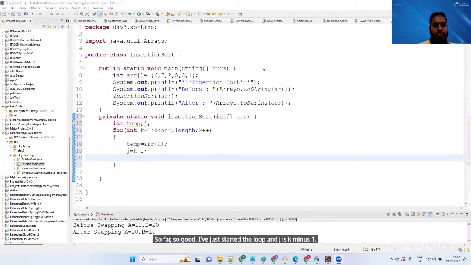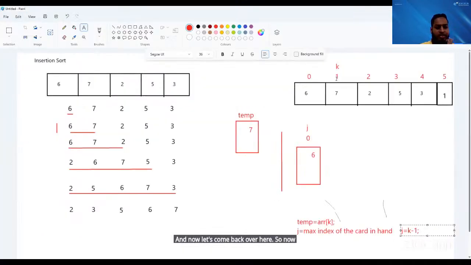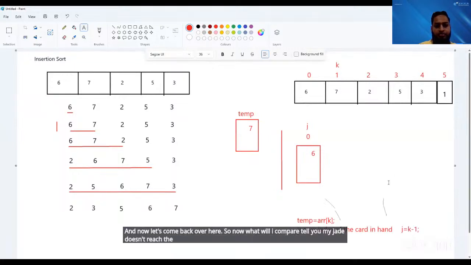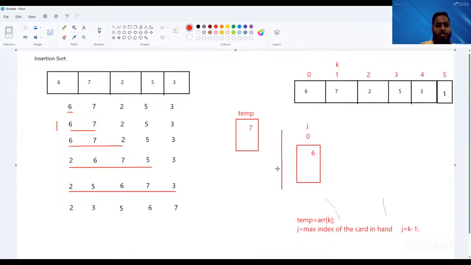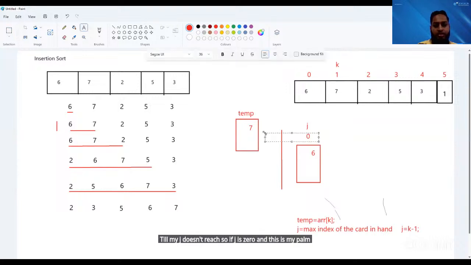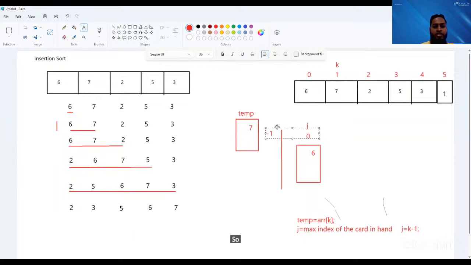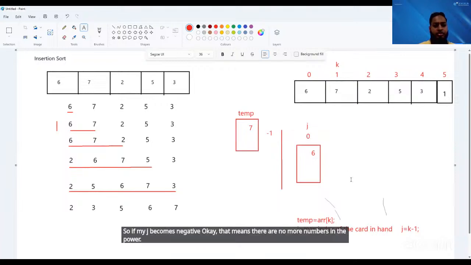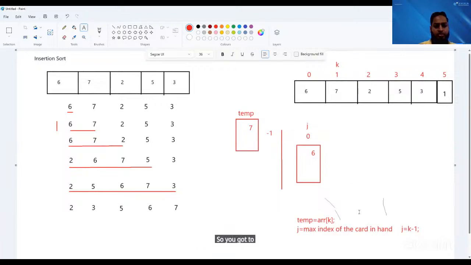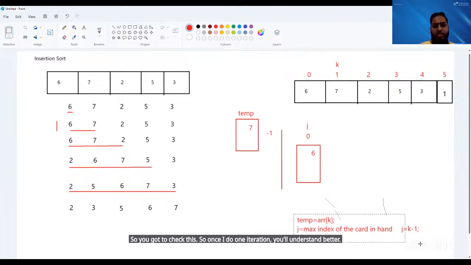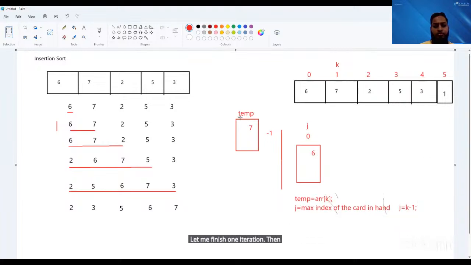And now let's come back over here. So now what will I compare? Till my J doesn't reach the end of the palm. So if J is 0 and this is my palm, and this is minus 1, if my J becomes negative, that means there are no more numbers in the palm. So you have to check this. Once I do one iteration, you'll understand better. Let me finish one iteration, then you will know what I'm trying to do.